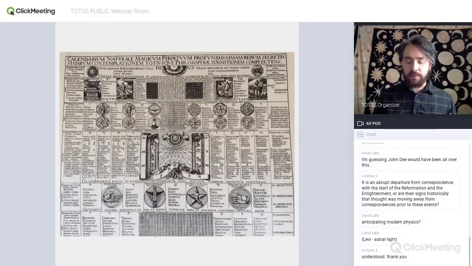So just as an example of this, this is from Baudelaire, the French 19th century poet, his poem Correspondences. It's a short poem, so I'm just going to read the whole thing.